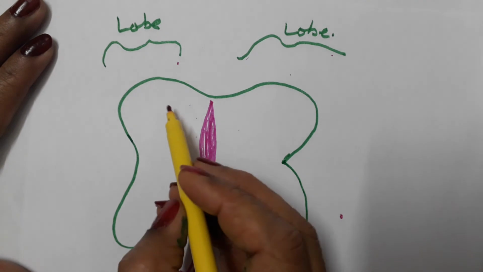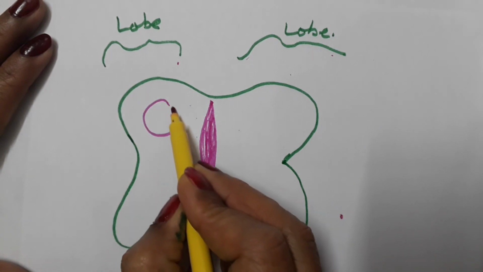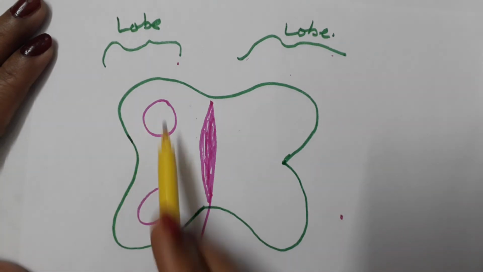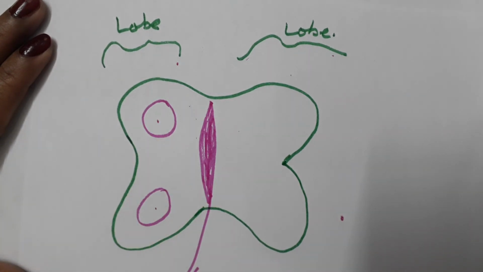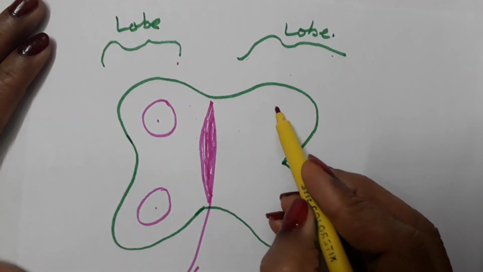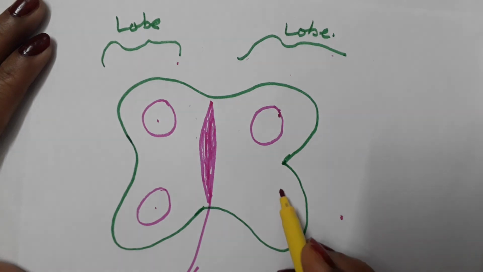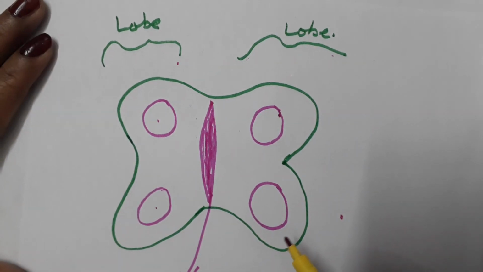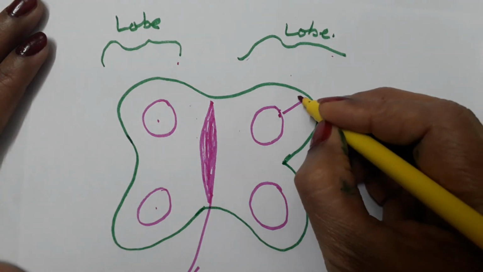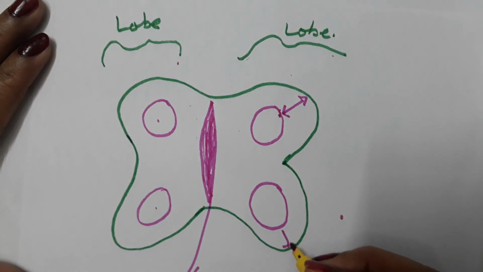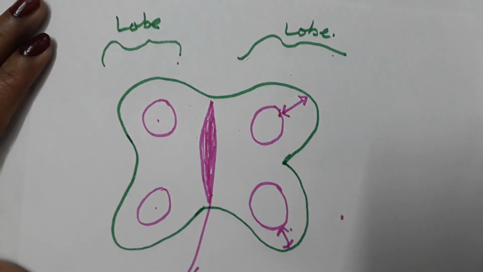Each anther lobe consists of two microsporangia. This is one anther lobe representing two microsporangia. This is the other anther lobe. Here also two microsporangia are there. Outside the microsporangia, these are the wall layers which are produced on maturity of the anther.